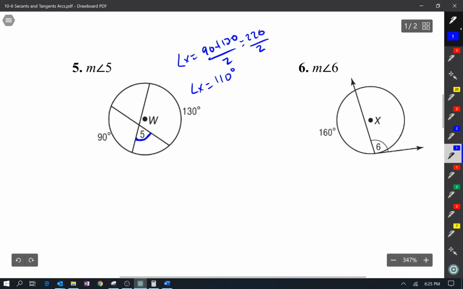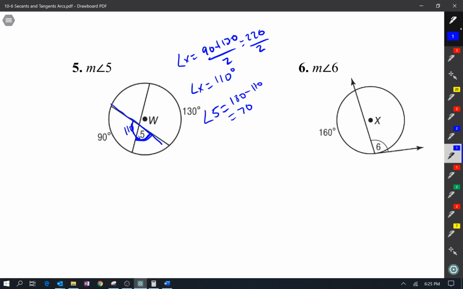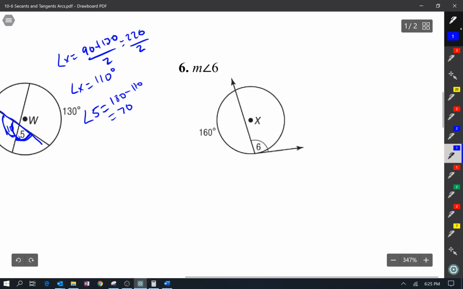So this is 110. Now notice that these are supplementary angles, right? So those add up to 180. So angle 5 must be the supplement of 110. So 180 minus 110 is 70. Angle 5 is 70. So what we did was we figured out what this angle was first and then used it to figure out the other one. All right, so next one.